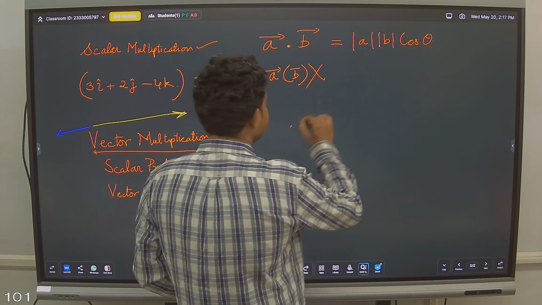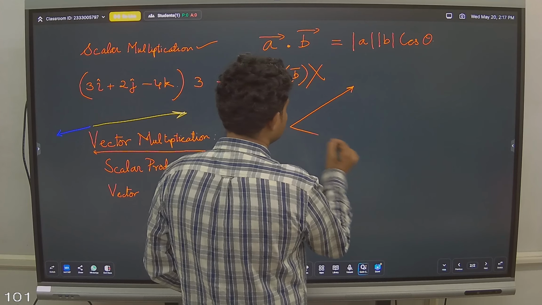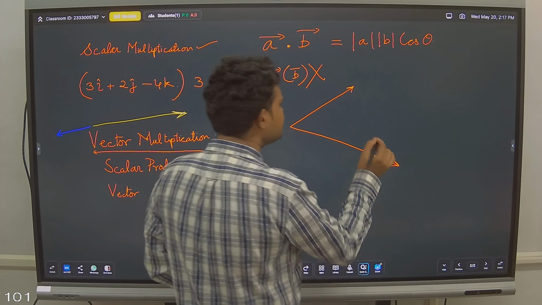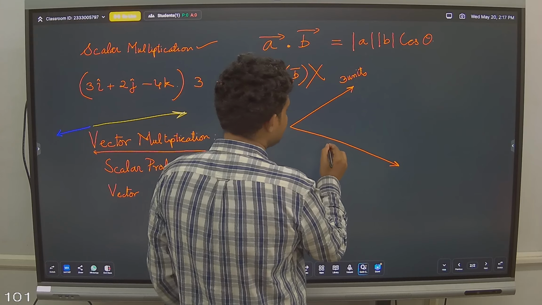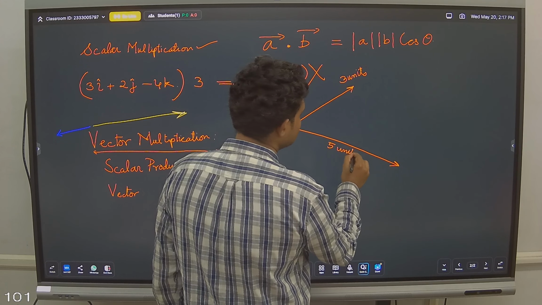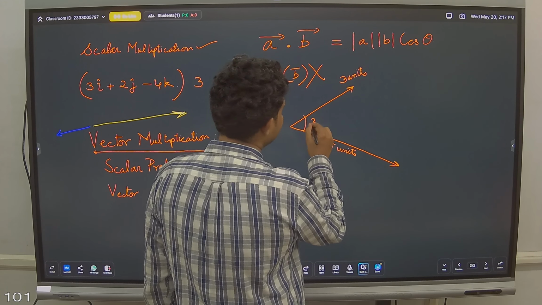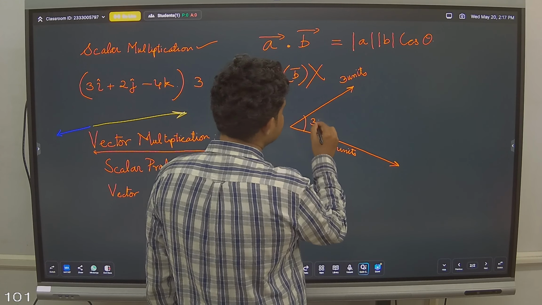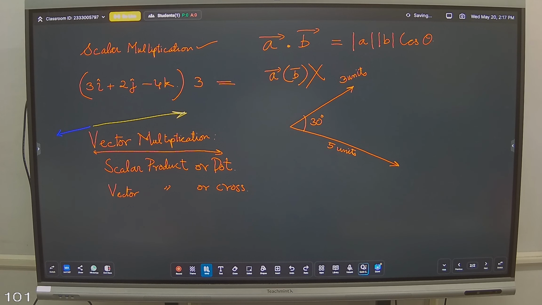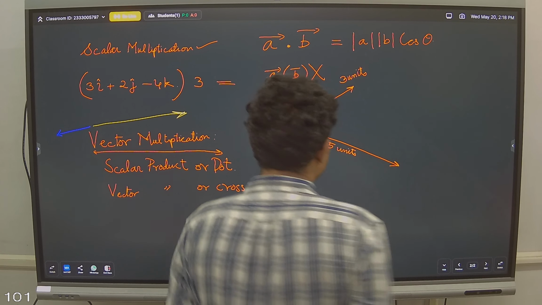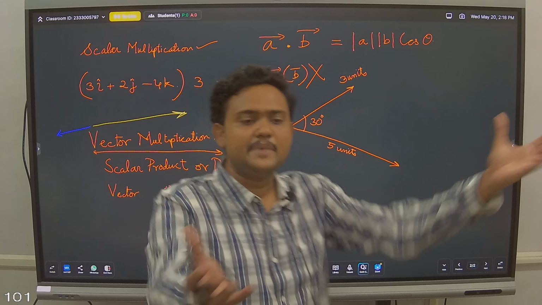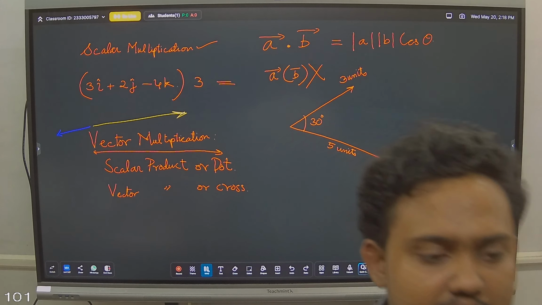Okay, so let's dive into a question. Very simple question. If I have this having a magnitude of 3 units and this having a magnitude of 5 units, and the angle between the two vectors is 30 degrees, what is A dot B? What is the dot product of the two vectors? 15 root 3 by 2, right? Simple enough?